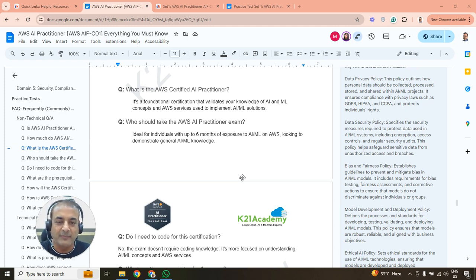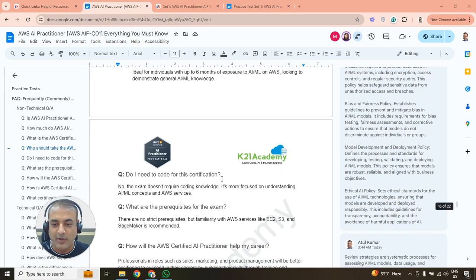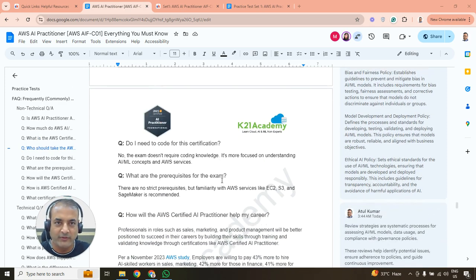Now, they say you should have 6 months of exposure to AI and machine learning. I don't go with that idea. I usually learn all this and implement. That's a recommendation from Oracle, 6 months of exposure, but I personally don't think so. Do I need to code for this certification? No, there's no coding, no programming. It's more about AI fundamental concepts and machine learning concepts. Prerequisite? No prerequisite. You can directly apply for this exam.